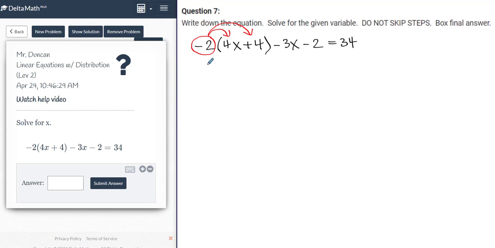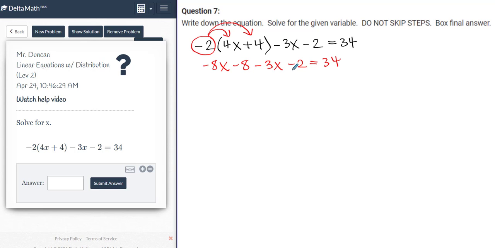So -2 times 4x is -8x. -2 distributed to 4 is -8. And then we'll just bring down everything else. -3x minus 2 equals 34. Now, after I distribute, sometimes I'll deal with fractions, but we don't have any fractions, so we're good here.